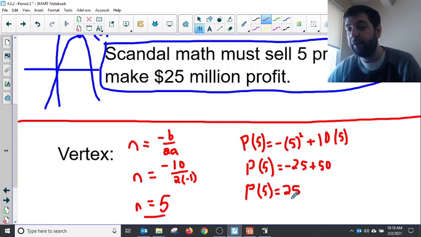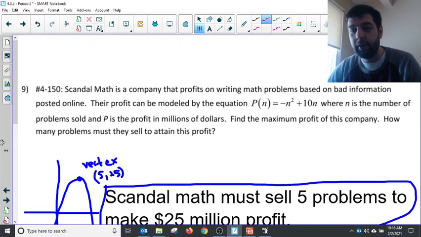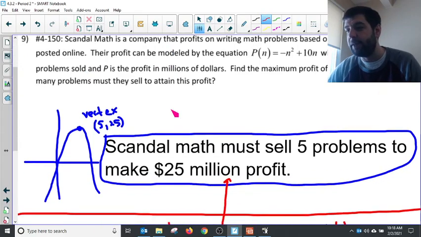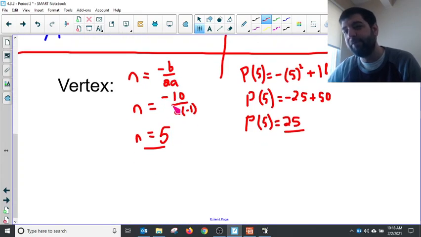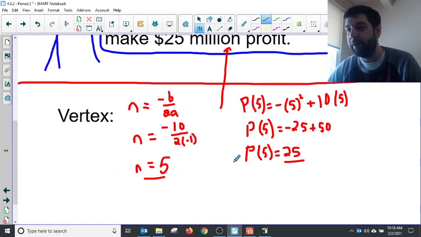Okay, we know 5, we know 25. We make sure we understand the context. That is just n is the number of problems, yeah. Doesn't say in hundreds of problems or anything. So 5 problems make them $25 million.